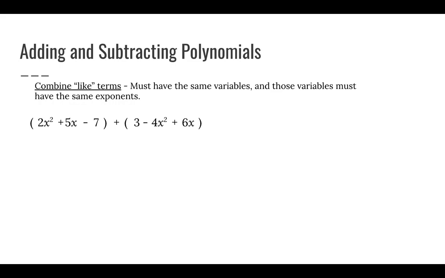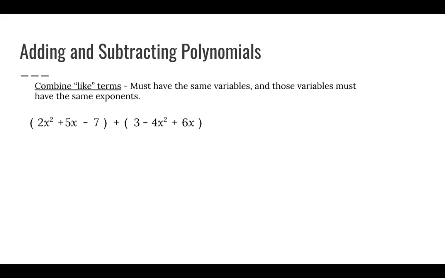One thing that we would like to do with these polynomials is add and subtract them like we would with numbers. The way that we describe adding and subtracting polynomials is combining like terms. Now, what are like terms? Like terms are terms that have the same variable, and those variables must have the same exponents.